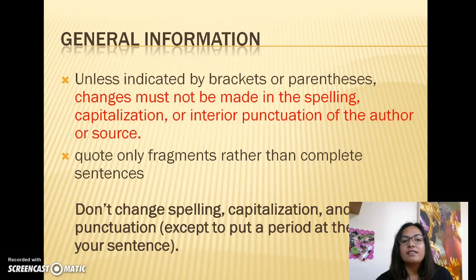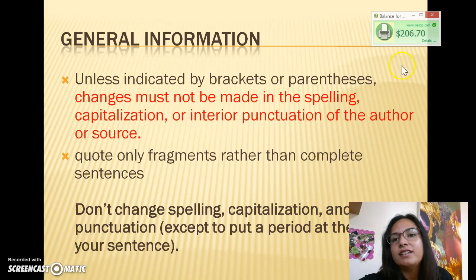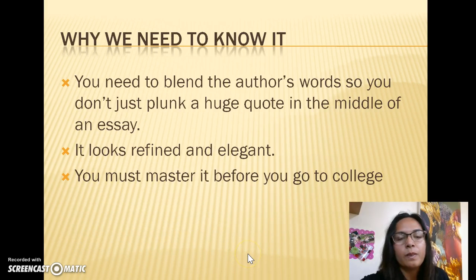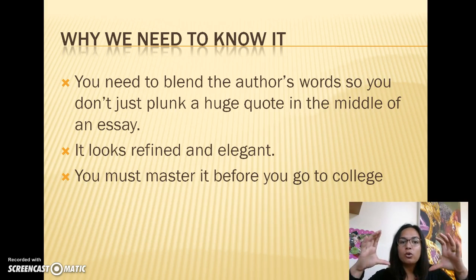The thing that I say is easiest is to quote only fragments or phrases, clauses, rather than complete sentences. That is typically the easiest thing to do. Now, don't change any spelling or capitalization except to put a period at the end of your sentence. You have to do this so that you don't just plunk or drop an entire large quote into a sentence. It is something that is required when you get into college. It looks refined and elegant when you do it correctly, and it helps to elevate the style of your writing.